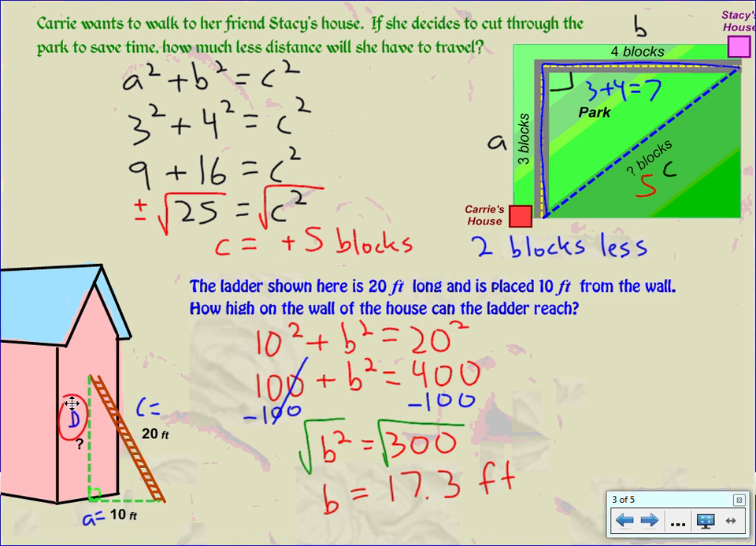Sound good? Again, plus or minus normally, but since we're looking at a length here, we're looking at the height on the wall, we don't need to worry about that for this problem.